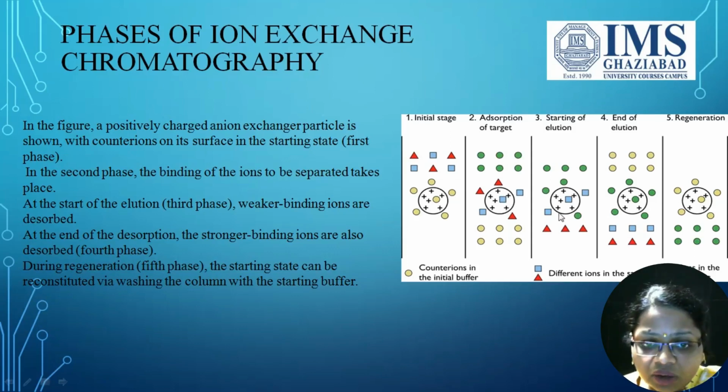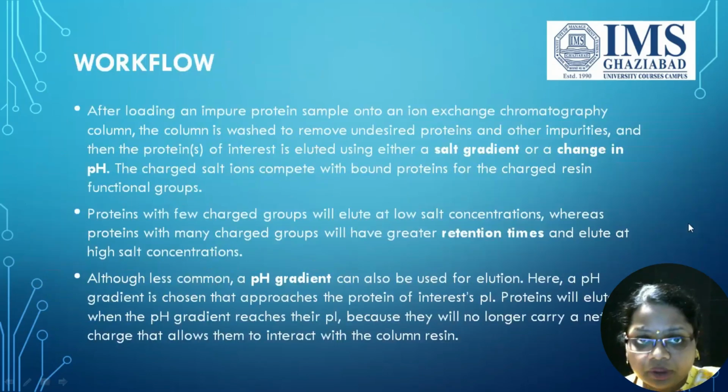At the start of the elution, weaker binding ions are desorbed. At the end of the desorption, the stronger ions are also displaced, and during regeneration, the starting state can be reconstituted by washing the column with the starting buffer. So once all the ions have been displaced, this column is regenerated.